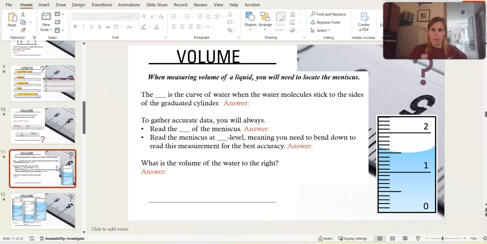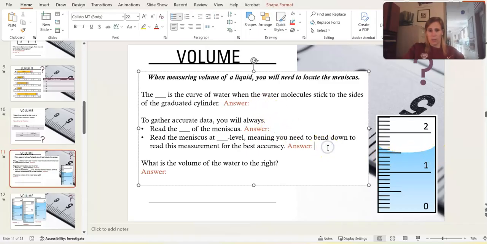Okay. When measuring volume of a liquid, you will need to locate the meniscus. I already kind of talked about this in the notes. So this is kind of a two-dimensional version of that. If you're looking at it three-dimensional, it's almost like it has 2 lines. You're going to measure to the bottom of that line. That's the bottom of the meniscus. So answer these questions here. Again, you don't need to fill in the blank. You guys are going to answer in the pink. So your guys' answer should be in pink.